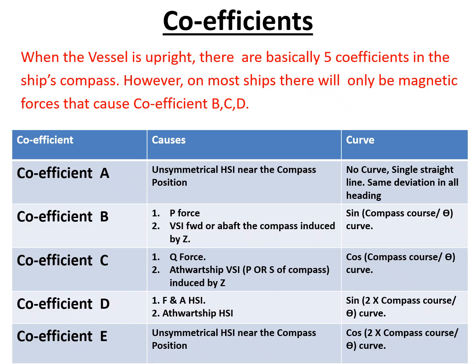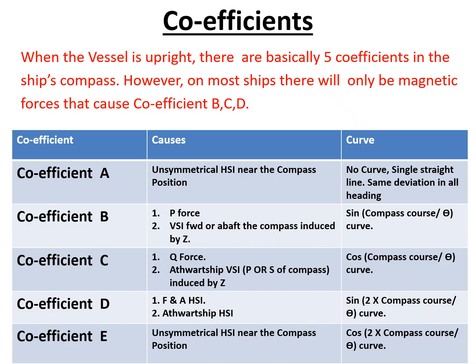For coefficient B, the reason for coefficient B is P force and VSI forward or above the compass induced by jet, and it follows the sine theta curve. We have already seen that P force will always give us a sine theta curve, and VSI forward and above the compass induced by jet will give us a sine theta curve.